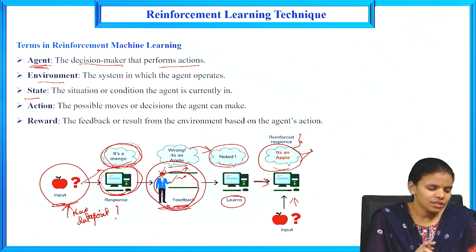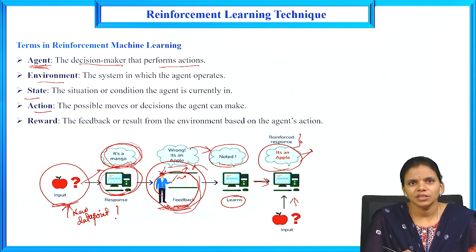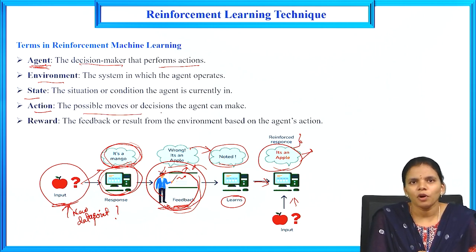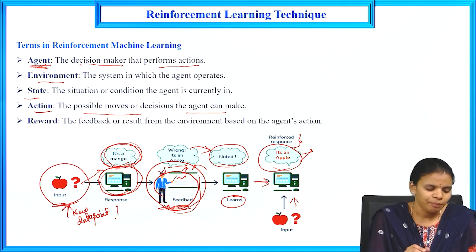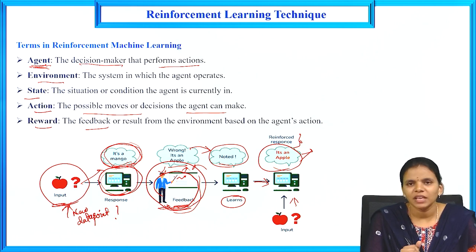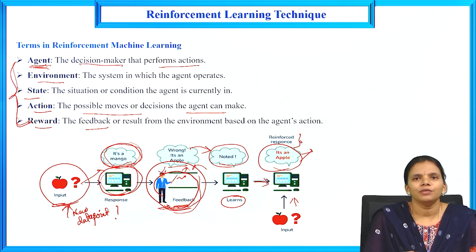And next, what is action? So action is what the agent is taking as decisions. These are the possible moves or the possible decisions that the agent can take. So this is what the action is. And coming to reward. So what is reward? A feedback or a result from the environment based on the agent's action. So these are the terms that come in reinforcement learning.